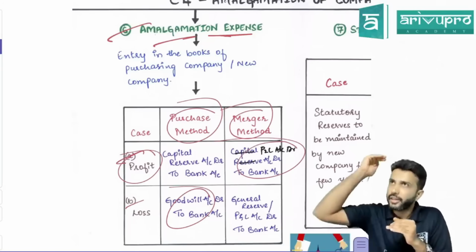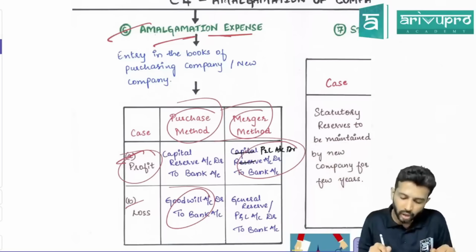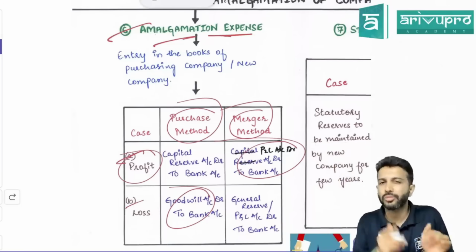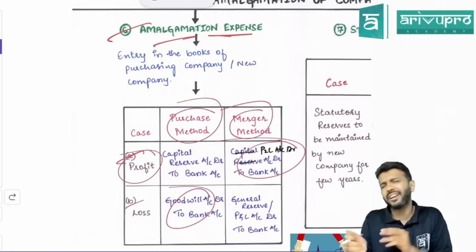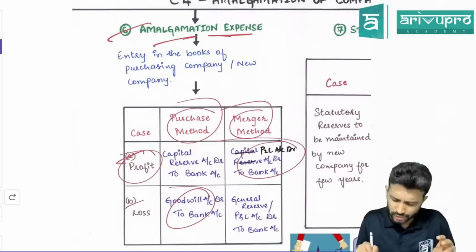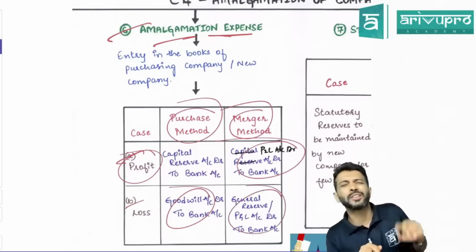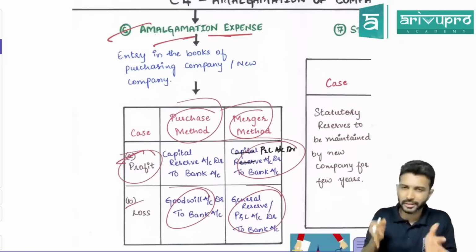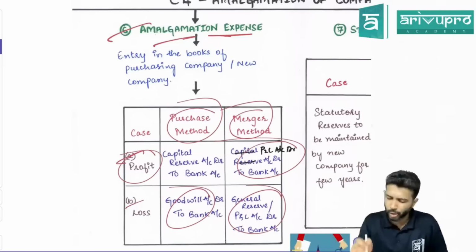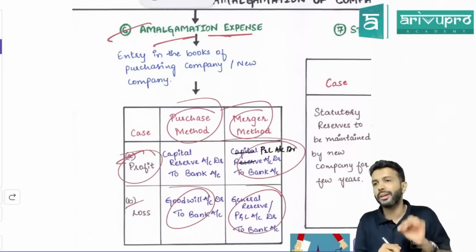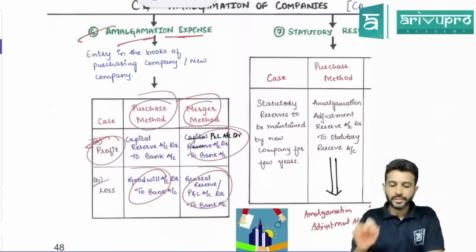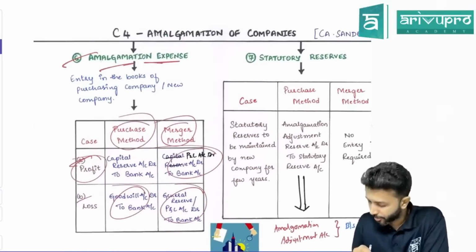Next, you have a merger method and you encountered a loss. In that case, the loss will be adjusted in reserves, so the journal entry will be reserve account debit to bank. Usually for this we use P&L itself. Usually the study material under merger method writes P&L to bank for this entry. In my opinion, even if you use general reserve to bank, it should be fine. Done, sir. This is for amalgamation expense.